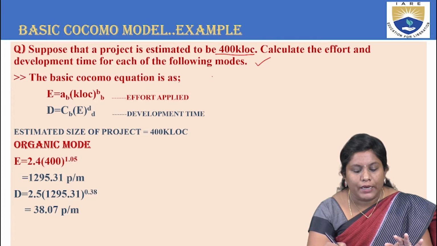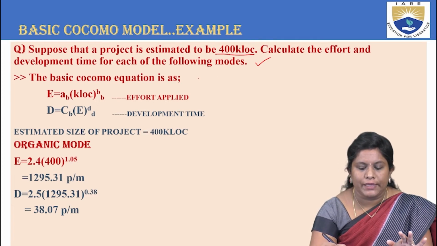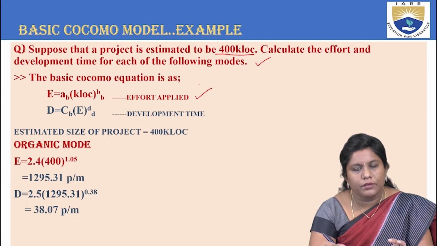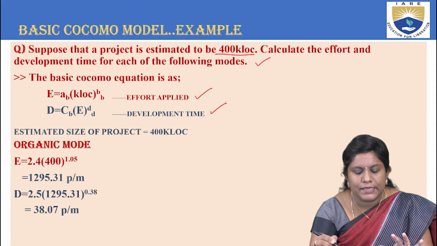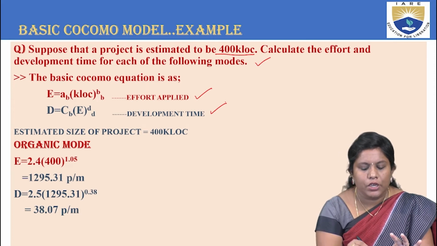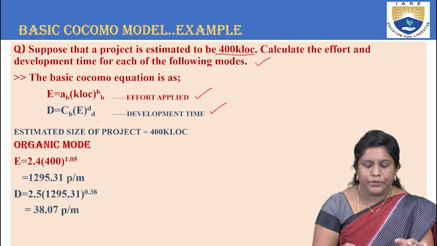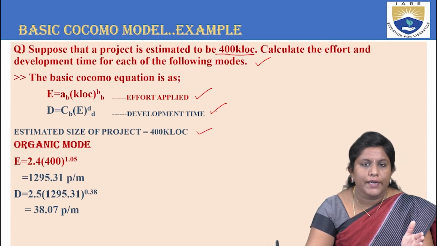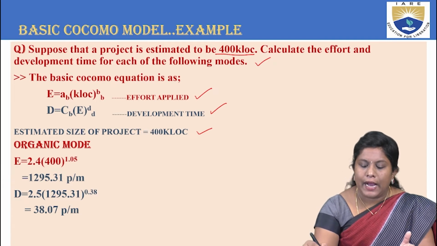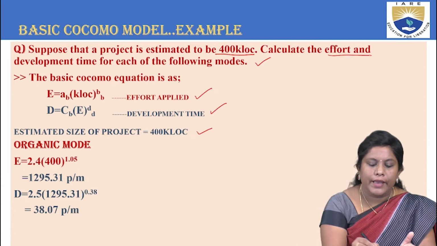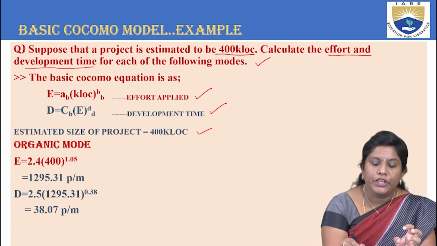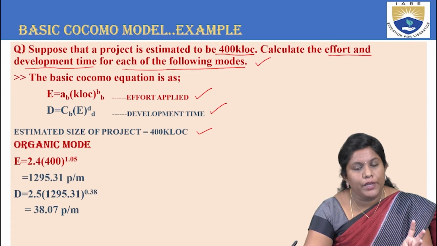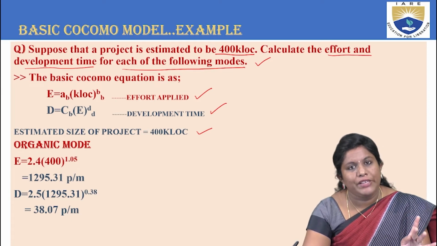As we all know, the basic COCOMO model equations are given. The effort applied is E = AB times (KLOC) to the power of BB, and the development time is D = CB times (E) to the power of DB. The estimated project size is given in the question itself: 400 KLOC. We are asked to calculate the effort and the development time for each of the following modes. How many modes do we have? We have organic mode, semi-detached mode, and the embedded mode.